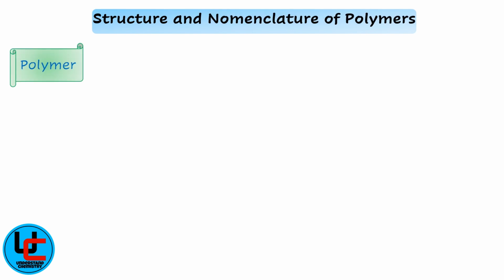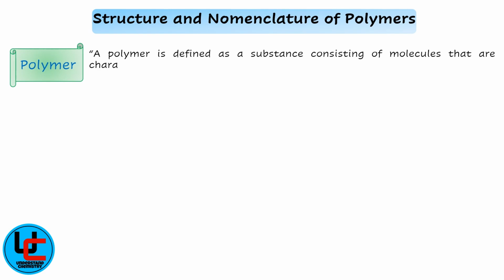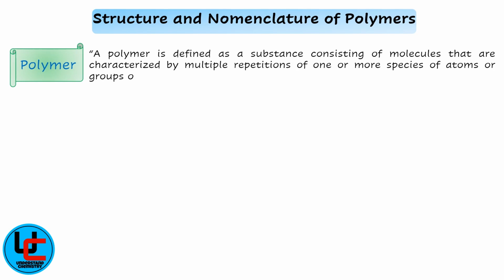In this video, I will talk about structure and nomenclature of polymers. A polymer is defined as a substance consisting of molecules that are characterized by multiple repetitions of one or more species of atoms or group of atoms, also called constitutional units or smallest building block of polymer.